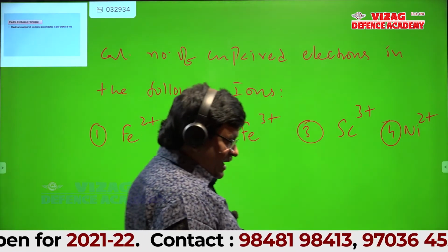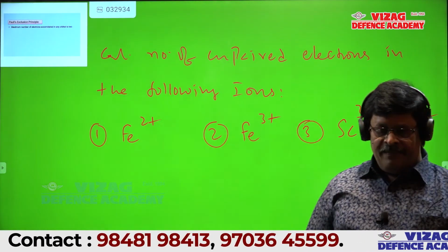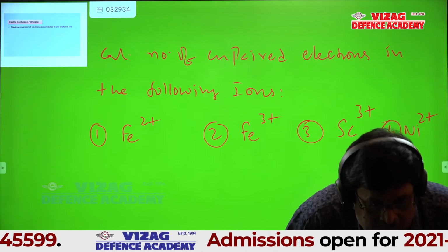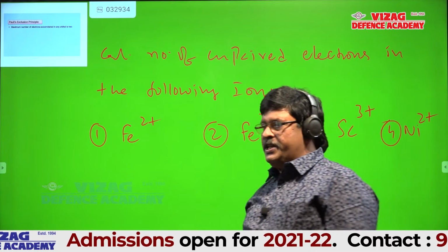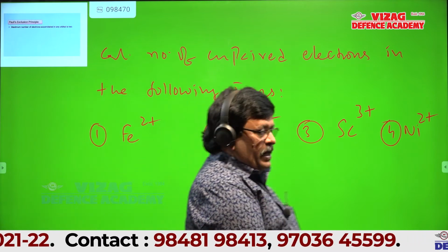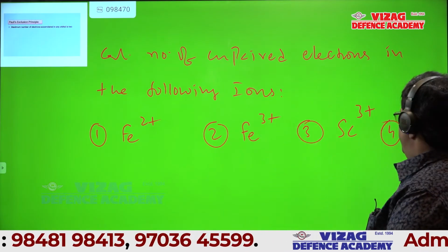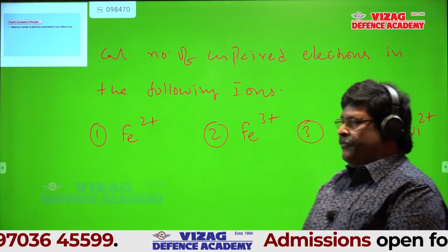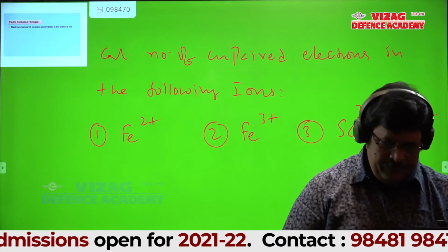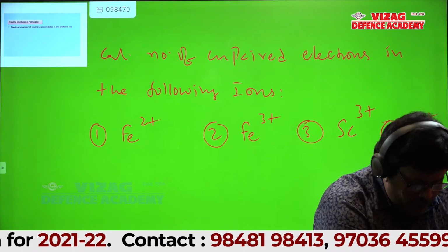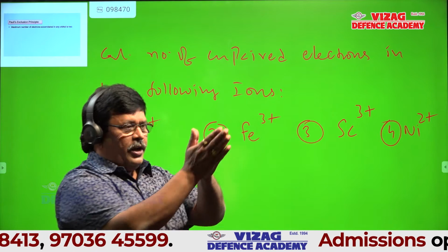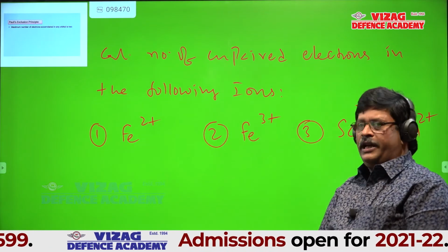If you can, you try. That's always better, students. You first try on your own. If you have any doubt, then only you approach your teacher. I given 4 ions here, Fe2 plus, Fe3 plus, scandium 3 plus, Ni2 plus. Can you write? Try. Or if you all want, I will explain in one case and you write the remaining 3 cases. Or if you want to try all the 4, you try. That's up to you only.